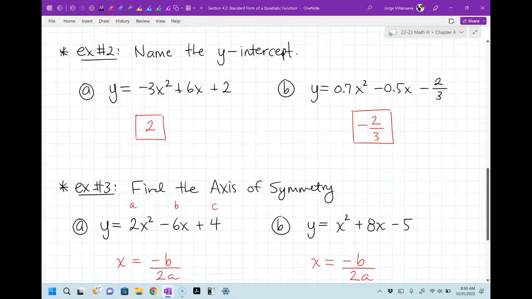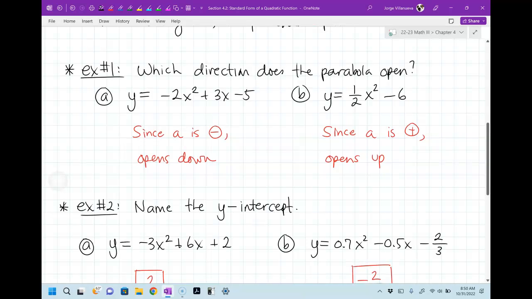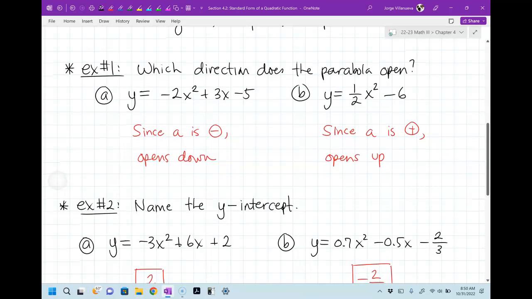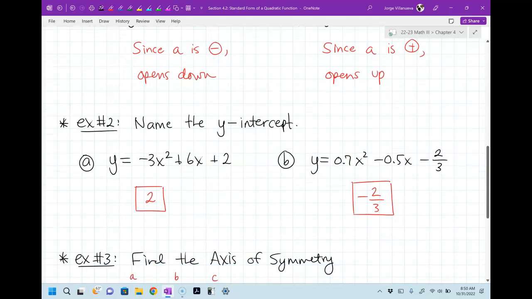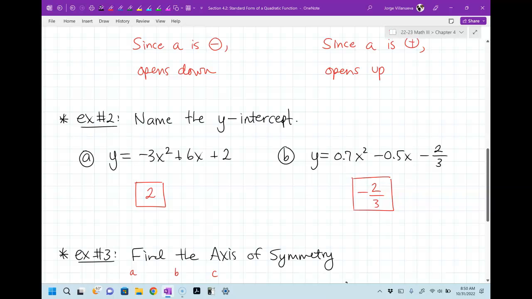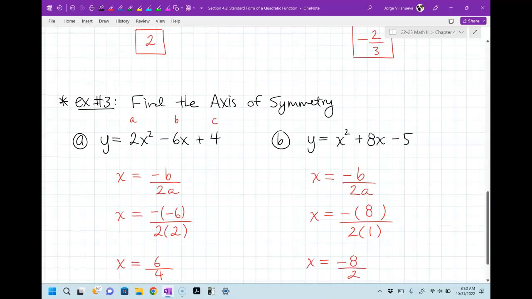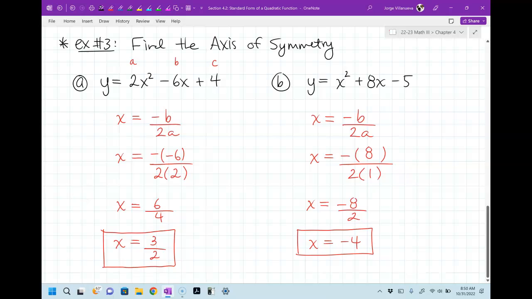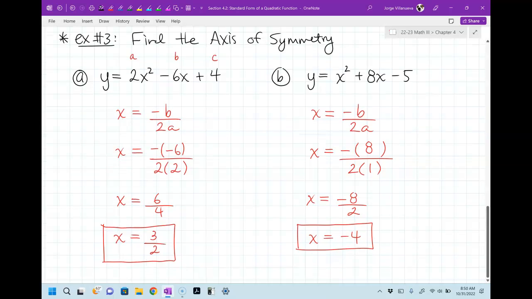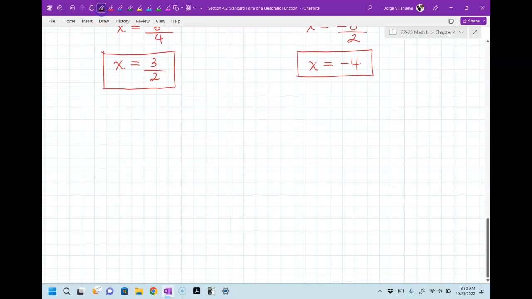But before I do that, does anybody have any questions on the direction that it opens? Or on the y-intercept, where it crosses the y-axis? No? What about the axis of symmetry? Just labeling, right? Find your b and your a, and you should be good. So we're going to do a 2-part problem right now. We're going to find the vertex, but then I want us to graph it. That way we can do the whole problem.